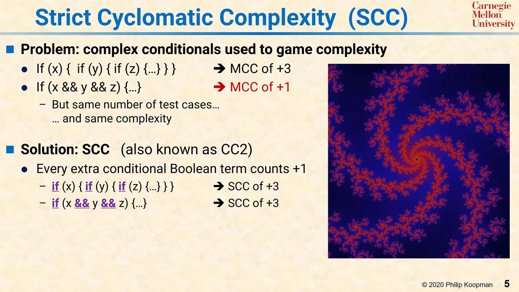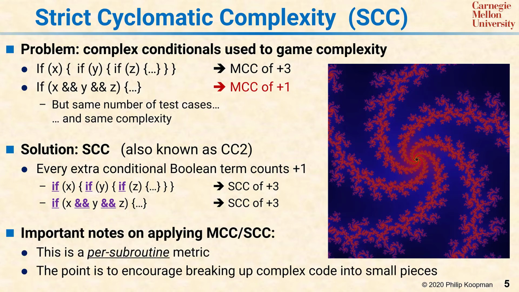The solution to this vulnerability is to use strict cyclomatic complexity, or SCC, sometimes known as CC2. With SCC, every extra conditional Boolean term adds 1 to the SCC. That way, with this metric, a triply nested if and the double ampersand form both add 3 to the complexity metric, closing this loophole in gaming MCC.